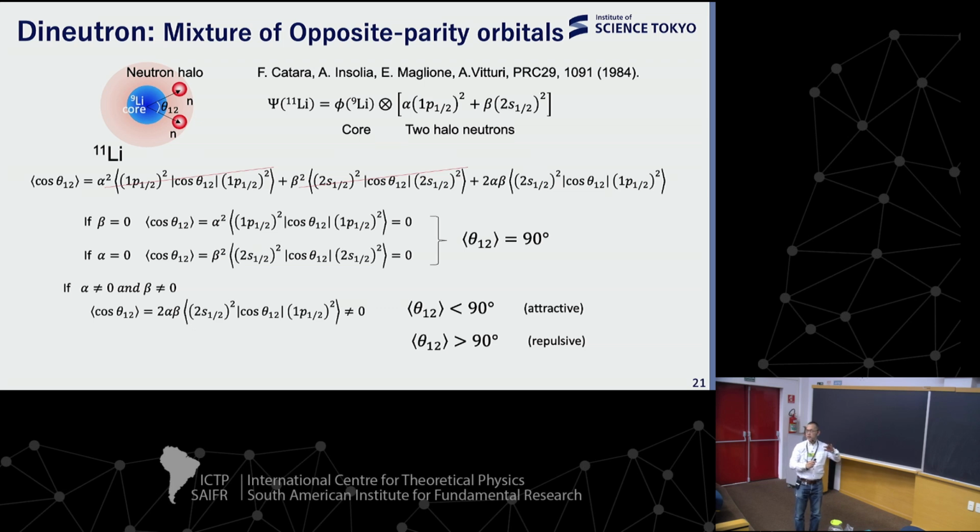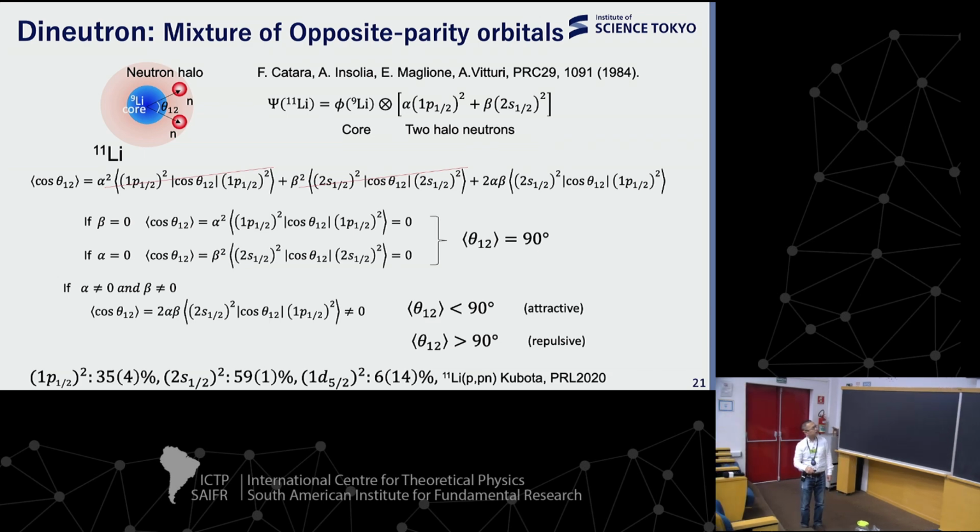So in a sense, shell evolution is an important factor for lithium-11 to have this dineutron correlation. Okay, so experimentally, with this experiment, actually the component of p squared is 35%, s1/2 squared 59%, and d about 6%.